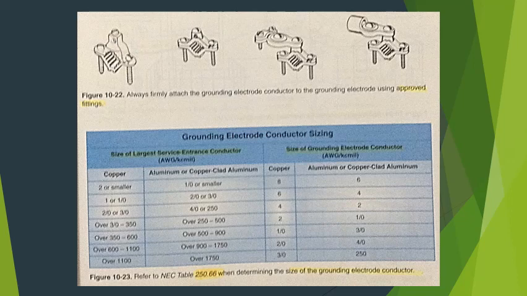Sizing the grounding electrode conductor. Table 250.66 of the NEC indicates the proper sizes for the grounding electrode conductor. This is based on the service entrance conductor size. See figure 10-23. For example, the installation of a 200 amp service entrance using 3/0 AWG copper service wires would require a 4 AWG copper grounding electrode conductor.